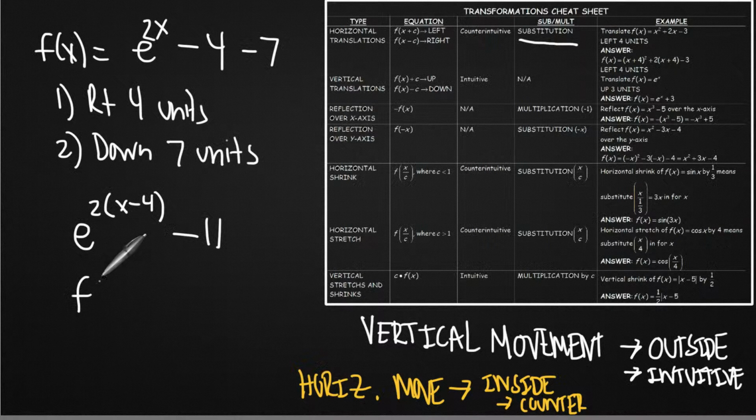So my new function, and if you're using a calculator, I want you to actually prove this to yourself so you can see that it has been shifted right 4 and down 7. So e to the 2x minus 8 minus 11.